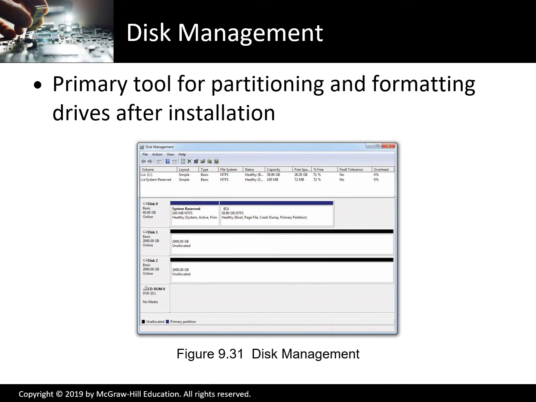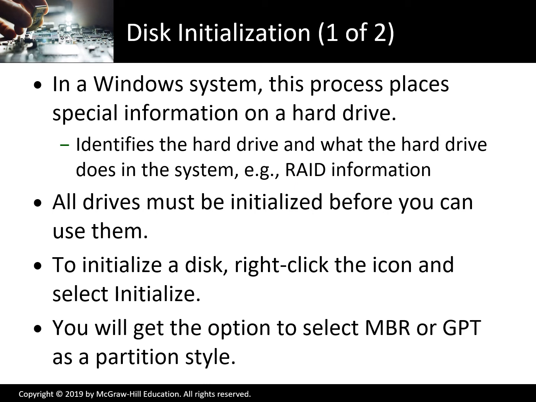Now this is key with local area networks because you'll have to be doing a lot of work in terms of who does what, who gets what. To make it secure, you're going to have to break it down into areas where people can and can't access. So in a Windows system, this process places special information on a hard drive. It identifies the hard drive and what the hard drive does. All drives must be initialized before you can use them.